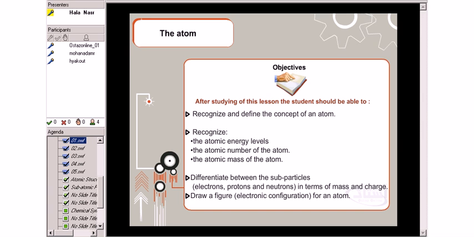It's about the atom. By the end of this lesson, you should be able to recognize and define the concept of an atom. You should also be able to recognize the atomic energy levels, as well as the atomic number of an atom, the atomic mass of the atom, and you should be able to differentiate between the subparticles like electrons, protons, and neutrons in terms of mass and charge. Also, you should be able to draw the figure of the electronic configuration of an atom. So, if you cannot do any one of these objectives by the end of this lesson, please do ask.